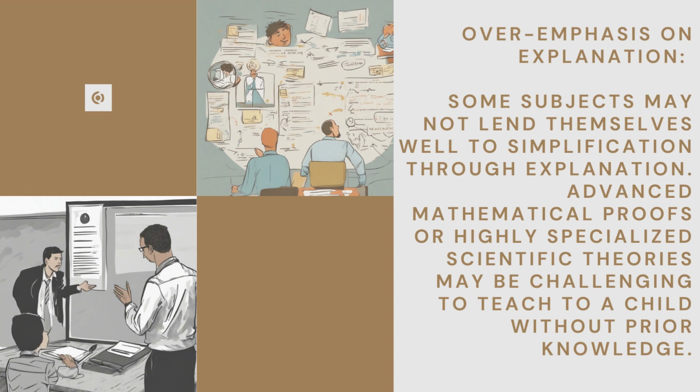2. Overemphasis on explanation. Some subjects may not lend themselves well to simplification through explanation. Advanced mathematical proofs or highly specialized scientific theories may be challenging to teach to a child without prior knowledge.